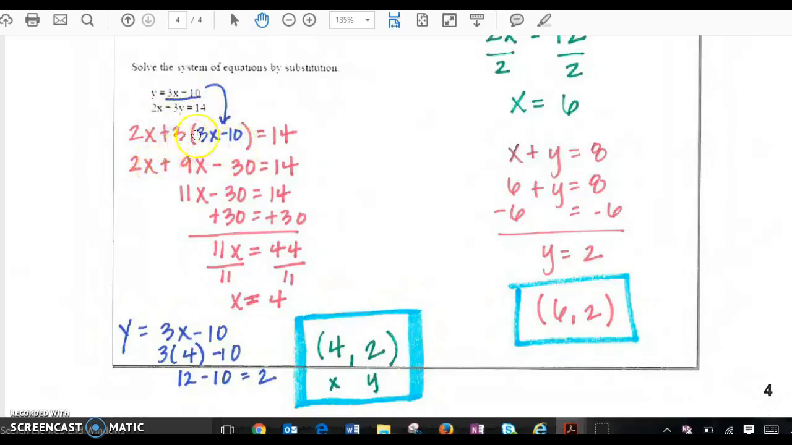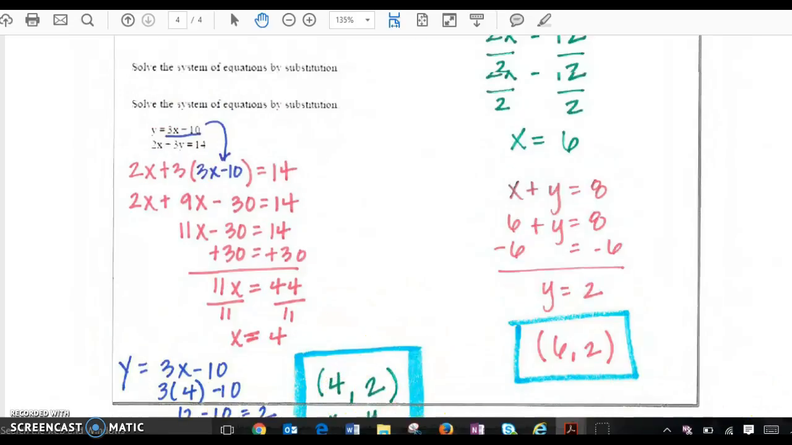Bring down the 2, you distribute the 3x, 3 times the 3x minus 10 through the parentheses, combine like terms, add over the 30, divide each side by 11, and x equals 4. But you're not done. That's just part of the solution. So now you plug it back in for y equals 3x minus 10. 3 times 4 is 12, 12 minus 10 is 2. That's solving by substitution. The ordered pair would be 4, 2 for x, y.